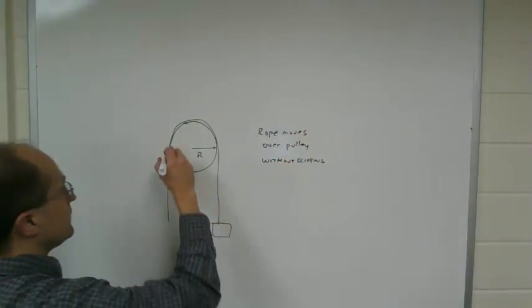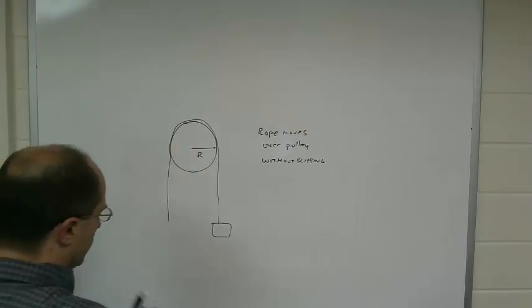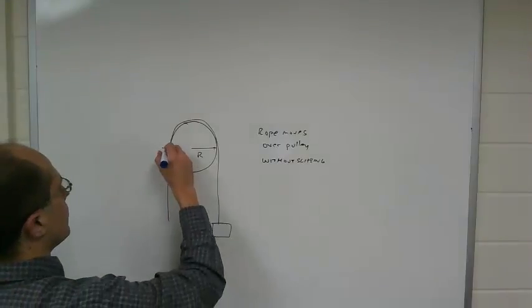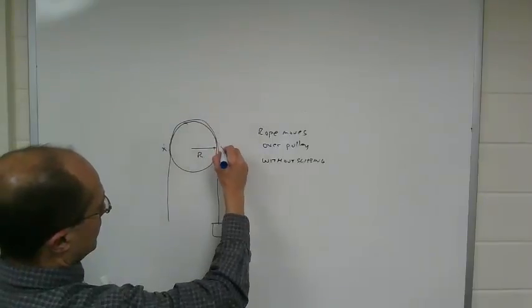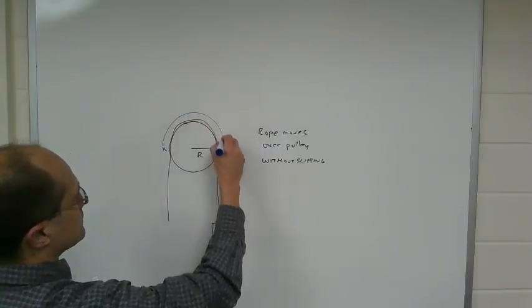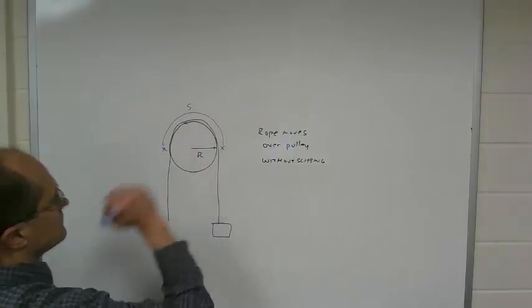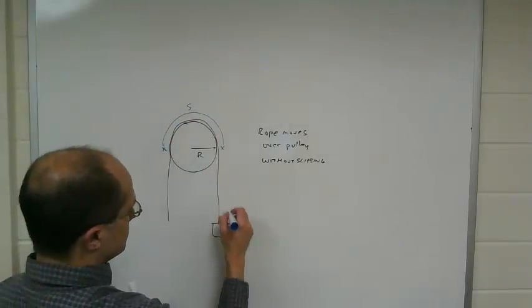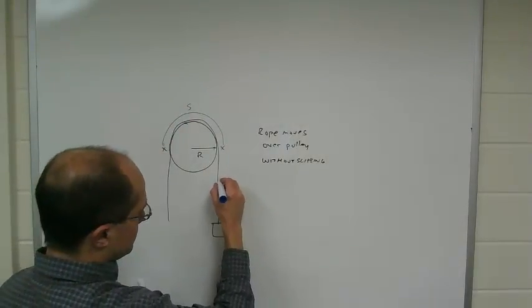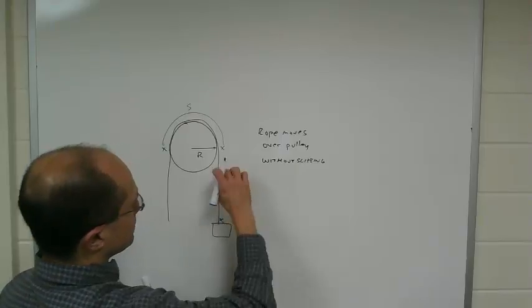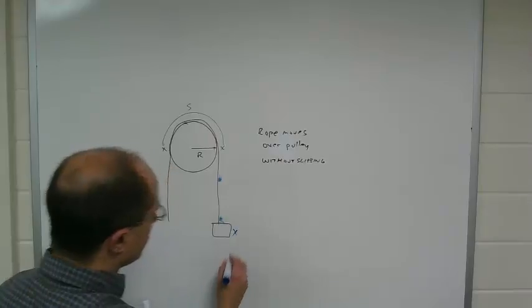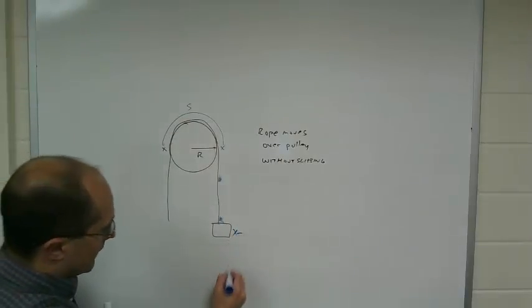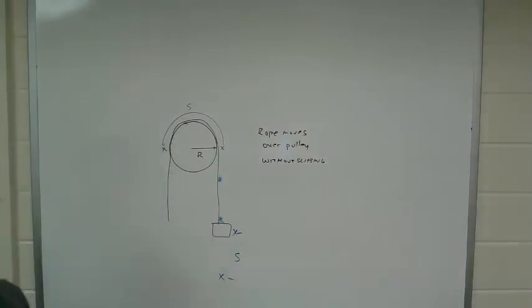And if our rope does that, and we think about some point on the rope here, then as the rope comes up, goes over and exits, the rope covers some arc distance s here. Well, that distance that it covers is the same distance as this object moves. Let's say our object moves from here down to here. This distance s has to be the same as this distance s.